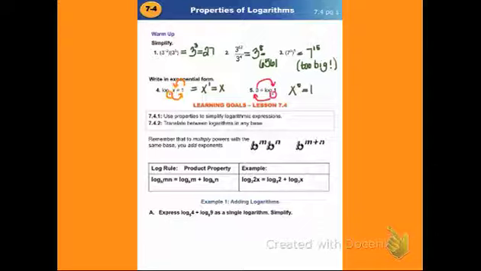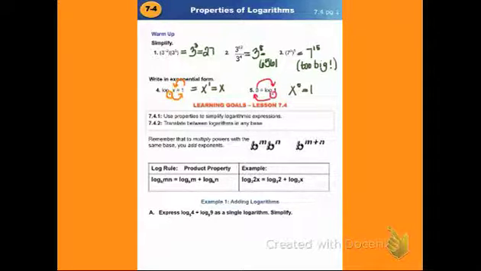So in today's lesson, here are our learning goals. We're going to use properties to simplify logarithmic expressions. And we're actually going to see that the properties we learn about logarithms are directly related to the properties we already know about exponents, because a logarithm is an exponent. And our second learning goal is to translate between logarithms in any base. So we'll see if we can take some logarithm that's in a certain base and switch it to a different one.